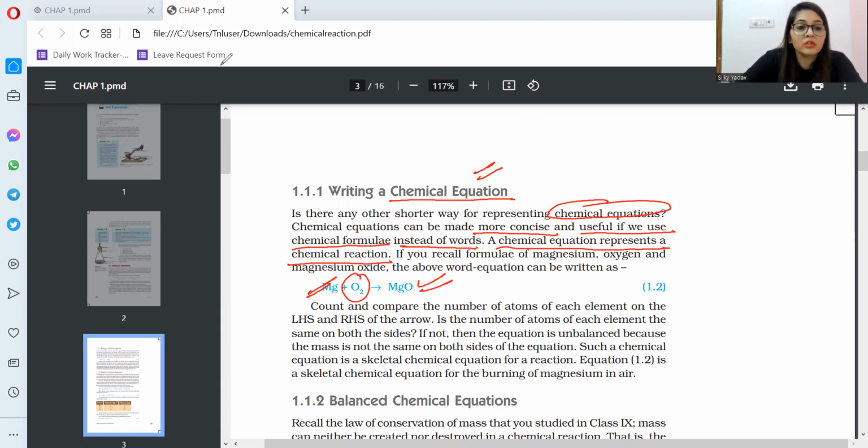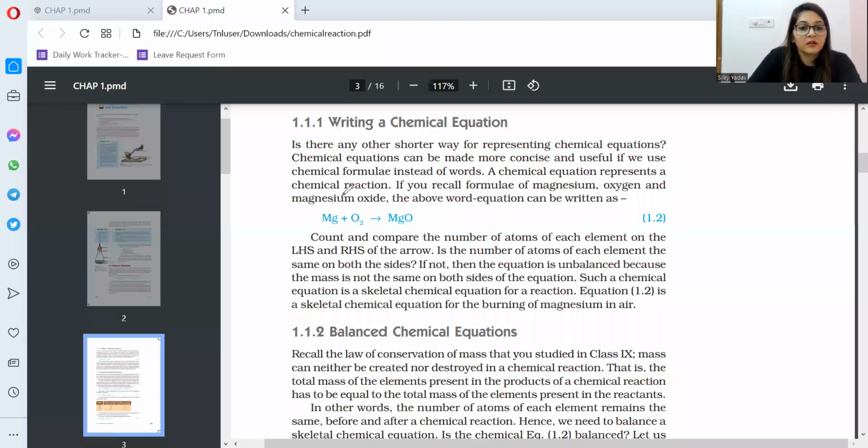Then we need to count the atoms present on the reactant side and the atoms present on the product side. Because we have to make sure that a reaction is properly balanced, because you know that there's a law in chemistry which says that energy can neither be created nor destroyed. That means mass can also not be created or destroyed.